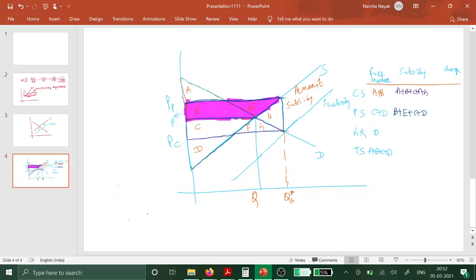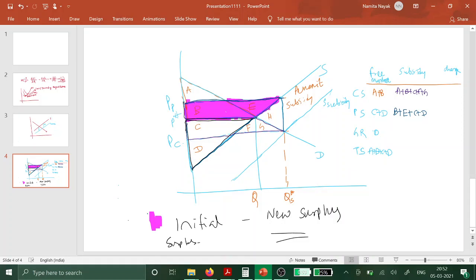So that you can get through the trapezium formula, that is (a plus b) by 2 times h. One way you can do it is first calculate the initial producer surplus, then find out the new surplus, and then find the change. Earlier this was the producer surplus, but with the subsidy it has this trapezium area, and that is the change.